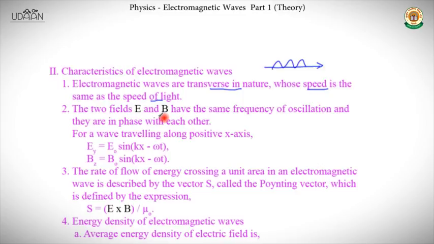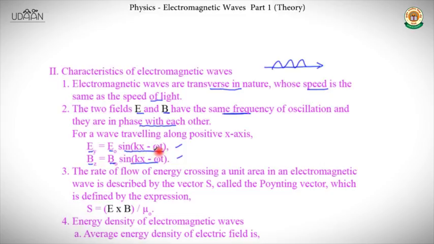Correct. So the next property is that the two fields, E and B, the electric field and the magnetic field, have the same frequency. They have the same frequency of oscillation and they are in phase with each other. Right. That is the frequency of the resulting electromagnetic wave. So here we have Ey equals E naught sin(kx minus omega t), Bz equals B naught sin(kx minus omega t). These are the two wave equations of the electric field and the magnetic field respectively.